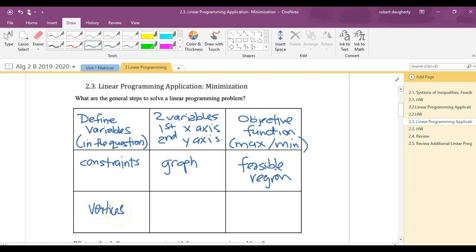It starts to feel like it is in a flow at this point. Once I have the vertices, then I have to plug them into the objective function, so I find the max or min of each vertex. So there's no way to hide the fact that this is a lot of steps. I can't just say we're going to boil it down to one step. This takes several steps. It takes concentration.